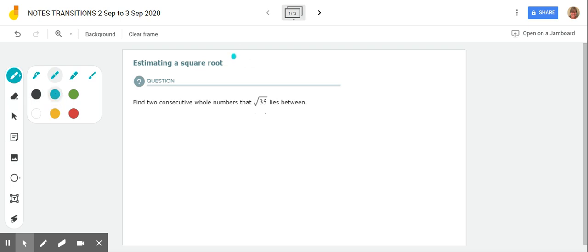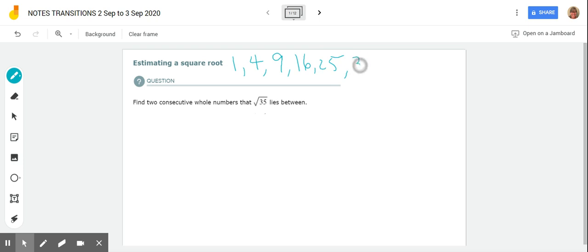Okay, your square numbers are like 1 times 1, 1, 2 times 2, 4, 3 times 3, 9, 4 times 4, 16, 25, 36, 6 times 6, 7 times 7 is 49, and we've hit it, okay? In other words, the square root of 36 is 6, and the square root of 25 is 5. So the square root of 35 is going to be between them because it's less than 36 and it's greater than 25. But look how close it is to 36.